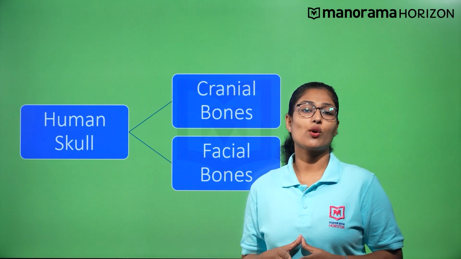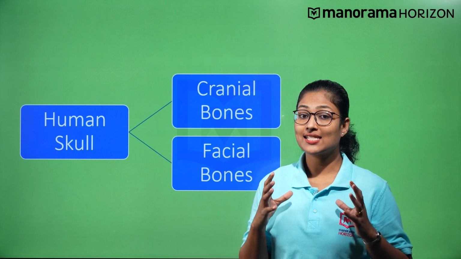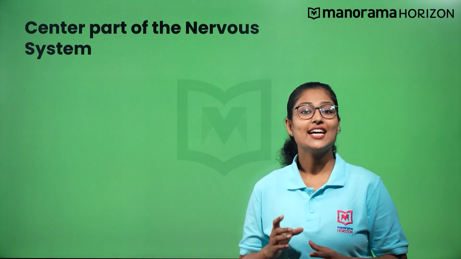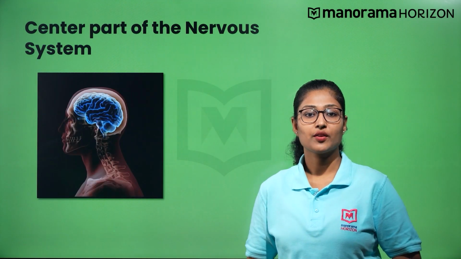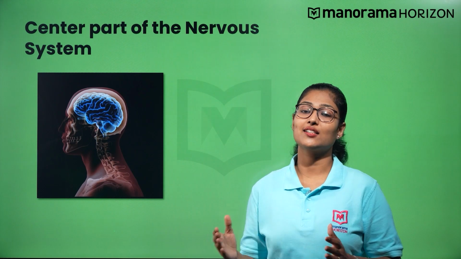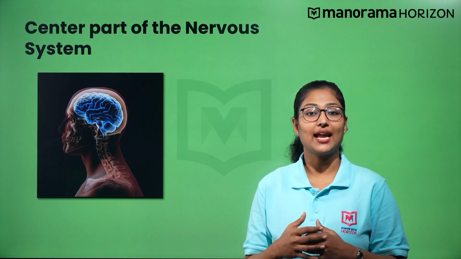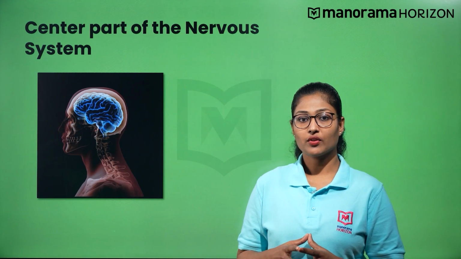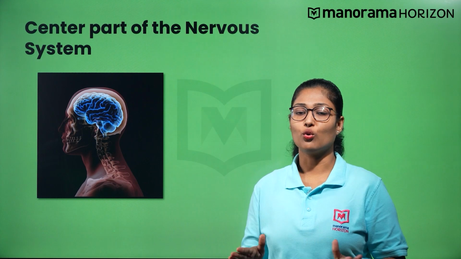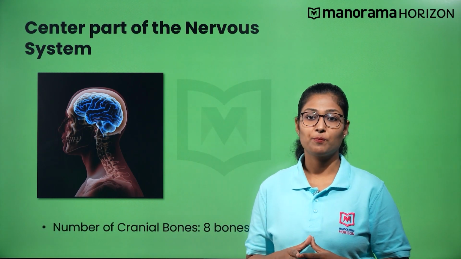Let me ask you a question now. Name the organ that serves as the center of the nervous system. Yes, it is the brain. The brain has to be protected from damage and other injuries. And these cranial bones cover the brain and support the brain. Is the cranium made up of only one bone? No. The cranial bones are 8 in number.